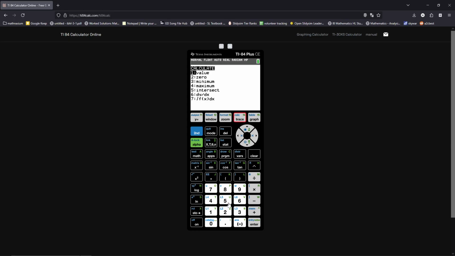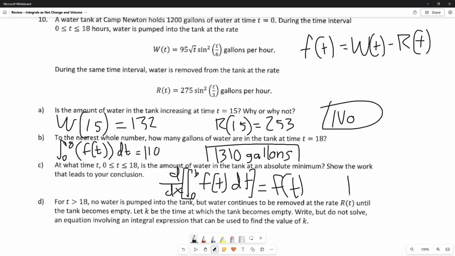Let's see if we can find it. Okay, left bound here, right bound here. And it gives us x equals 6.49. So yeah, t equals 6.49 hours. And that's our final answer for part C.